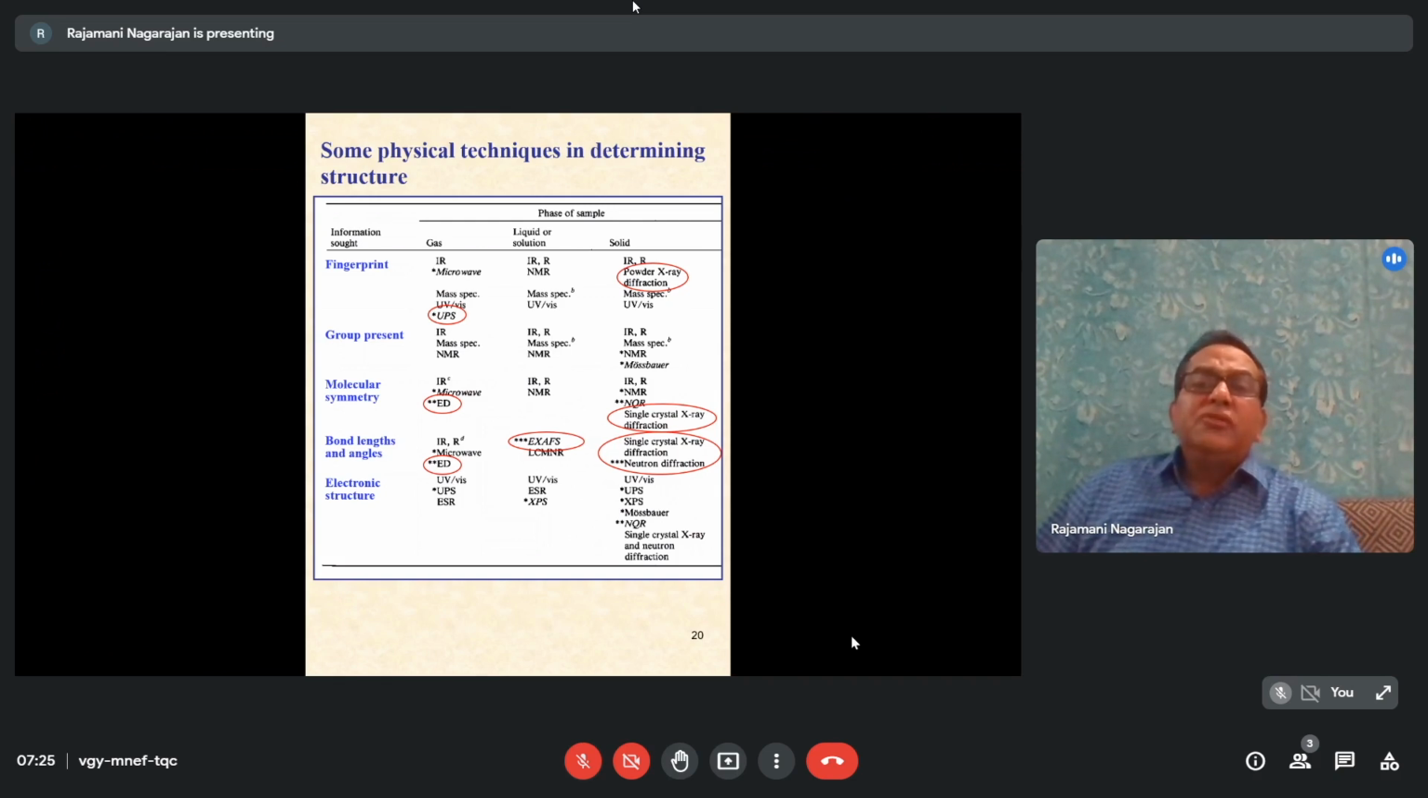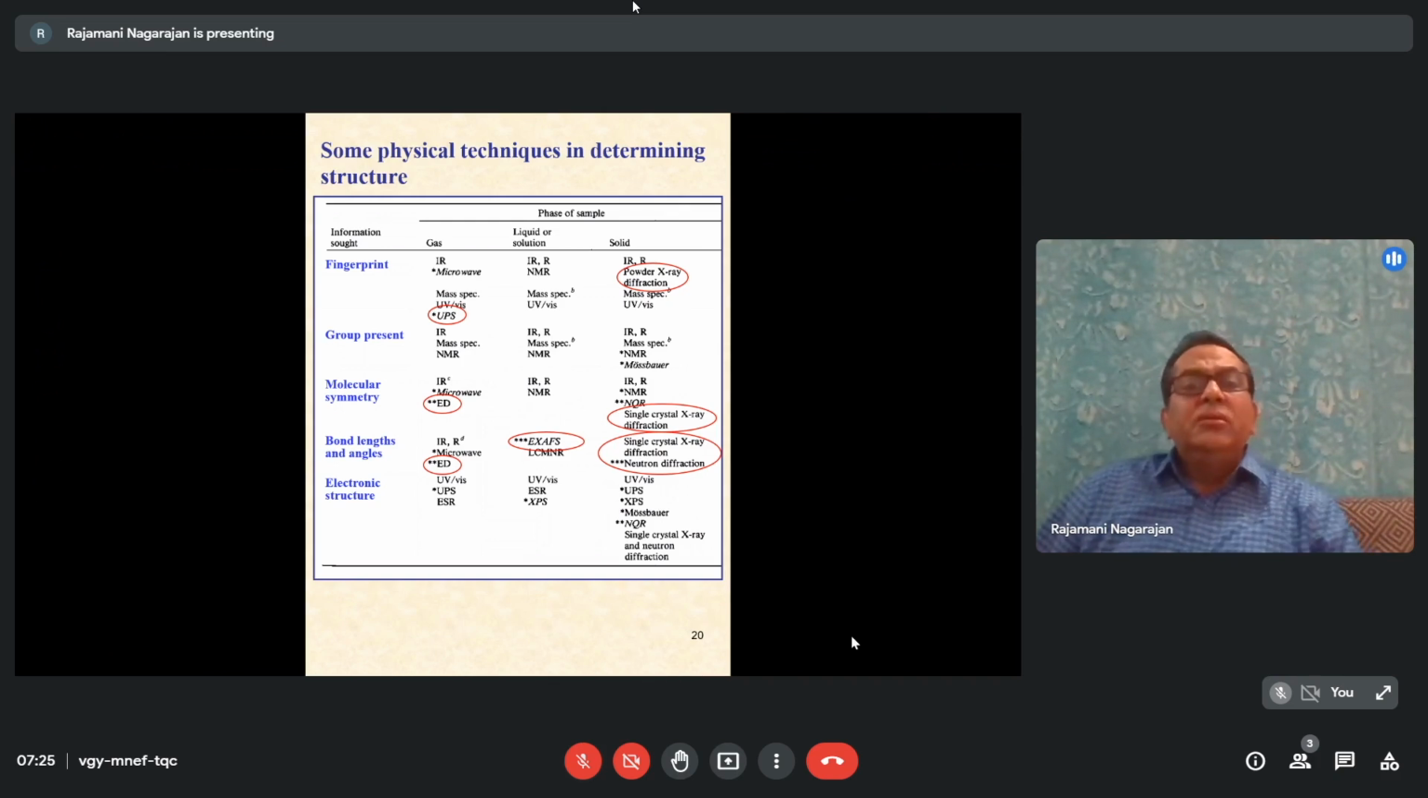So mass spectrometry you can use if it is a solid for fingerprinting, and UV visible spectroscopy you can use for solids. When you use UV visible spectroscopy for liquids and gases, you can use it in the absorption mode. But for solids, we use it in the reflectance mode.